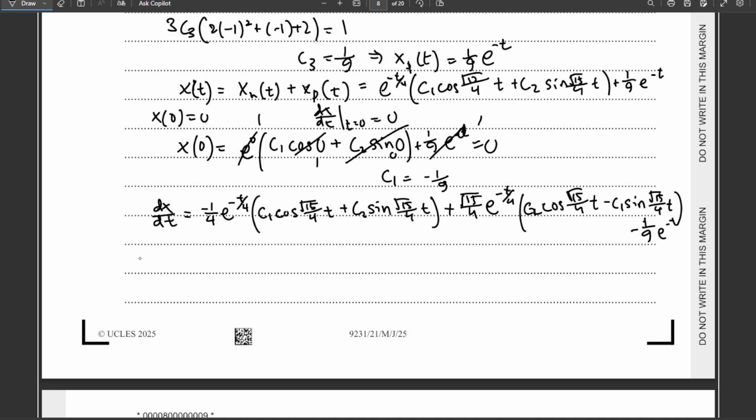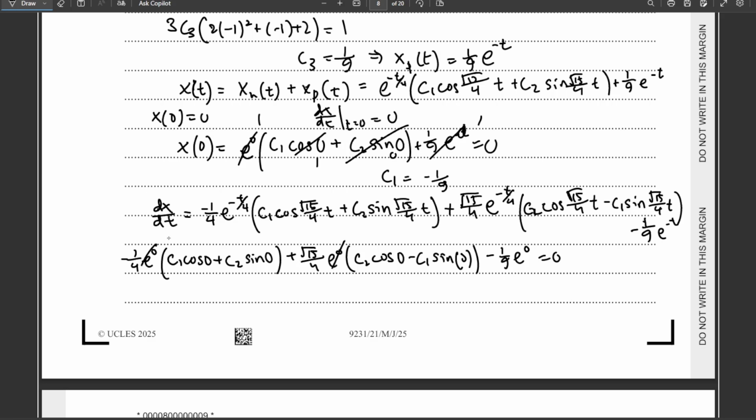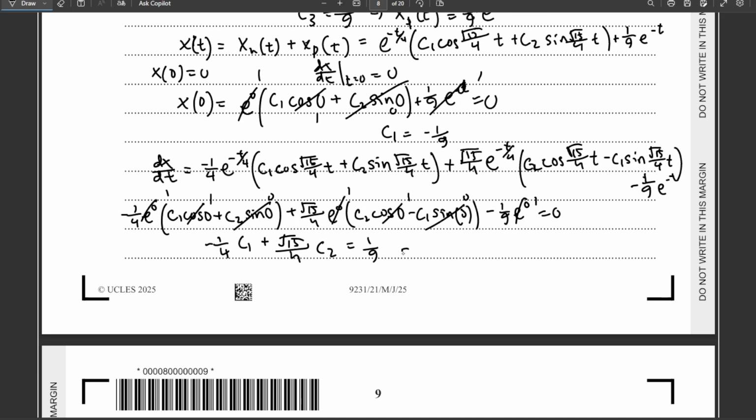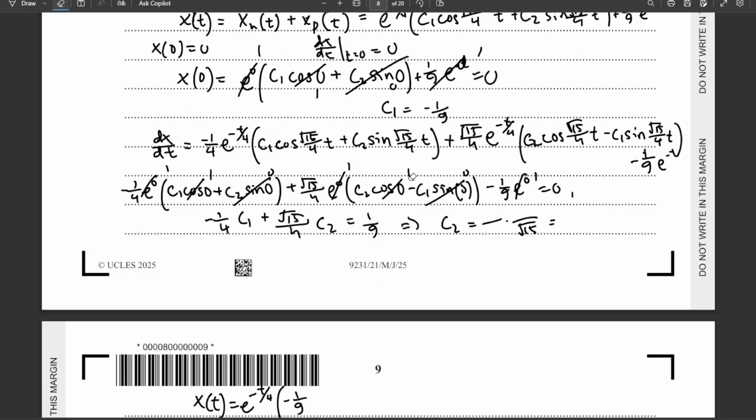So let's try and simplify this as fast as possible. All the exponential terms just go to 1. Sine 0 goes to 0, cosine 0 is 1. So we're left with negative 1 over 4 C1 and square root 15 over 4 C2 equals 1 over 9. We know that C1 is negative 1 over 9, so C2 should be square root 15 over 45.